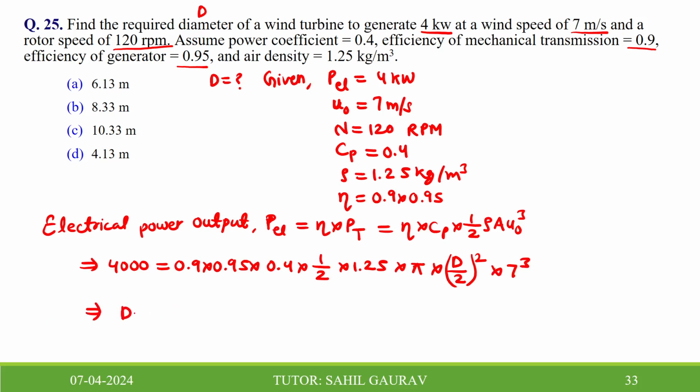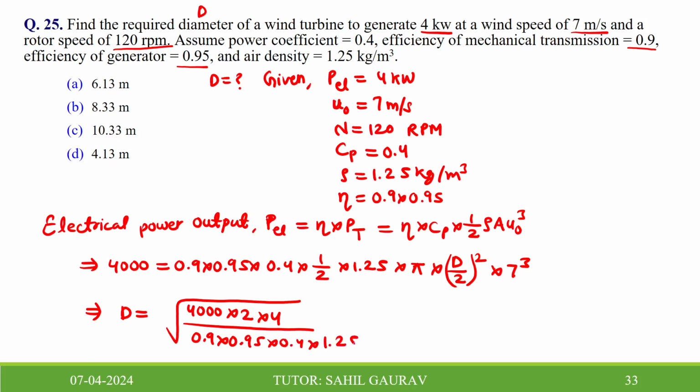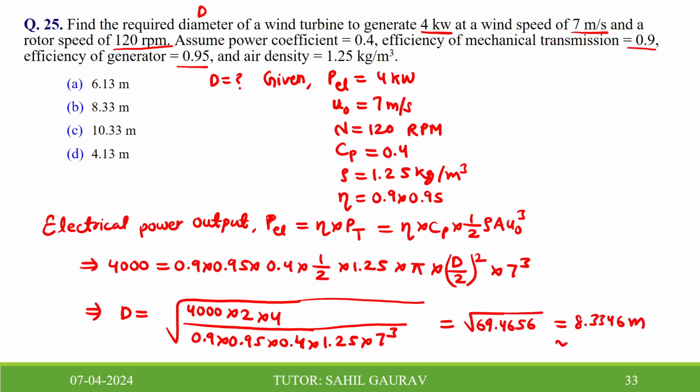So we will get the D value as the square root of 4000 into 2 into 4 upon 0.9, 0.95, 0.4, 1.25 into 7 cube. So you will get the value under root of 69.4656. So you will get 8.3346 meter. So approximately 8.33 is the rotor diameter, the diameter of the wind turbine. So B is the correct answer, 8.33 meter.